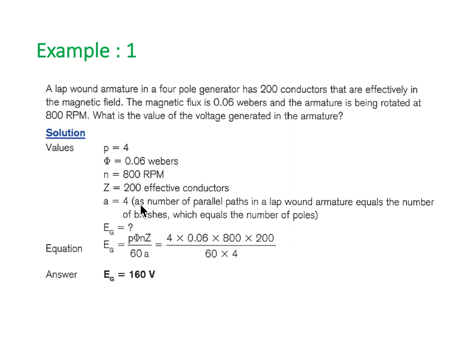So what is EG? We come down to our standard formula here of EG equals P phi NZ divided by 60A. So again, we just put the data in. Four poles, 0.06 Webers, 800 RPM, 200 effective conductors, our constant of 60, so we can work in RPMs, and then our 4, which is the number of poles, because that's the number of brushes we have, and the fact that we were told that it was lap wound. So we do the maths, it simply comes out at 160 volts.